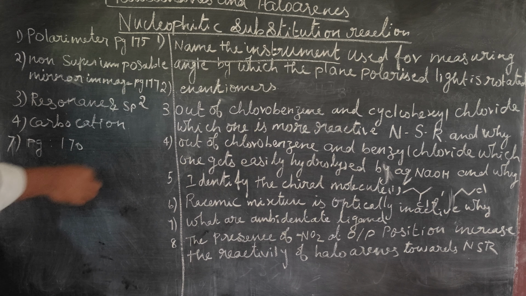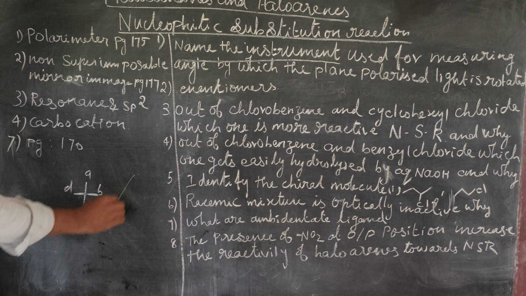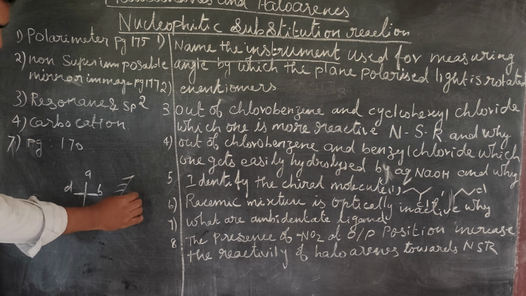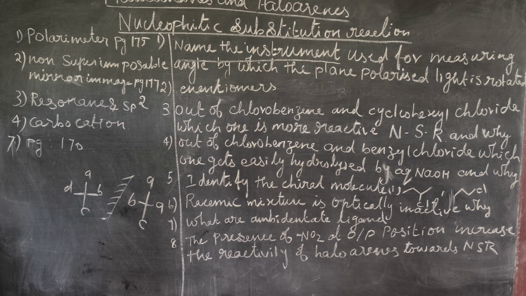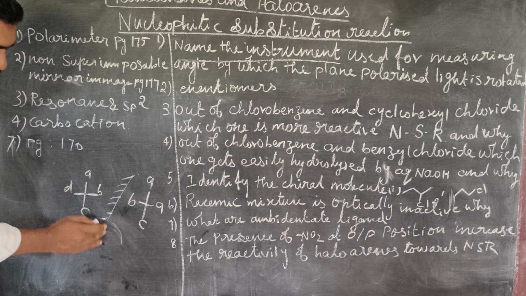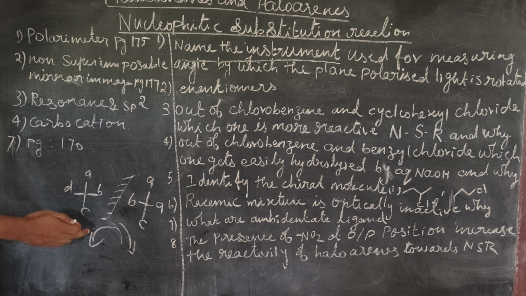You know that optical activity is shown by a chiral molecule, which has a mirror image. These are optically active compounds. They will rotate either anti-clockwise or clockwise. This rotation we can calculate using a polarimeter.